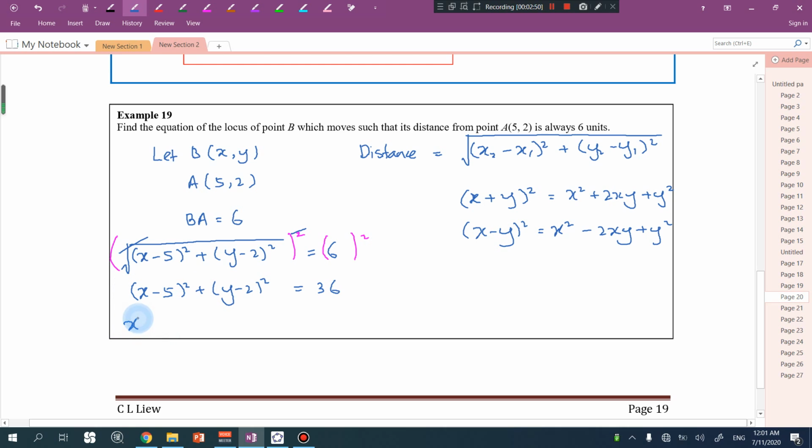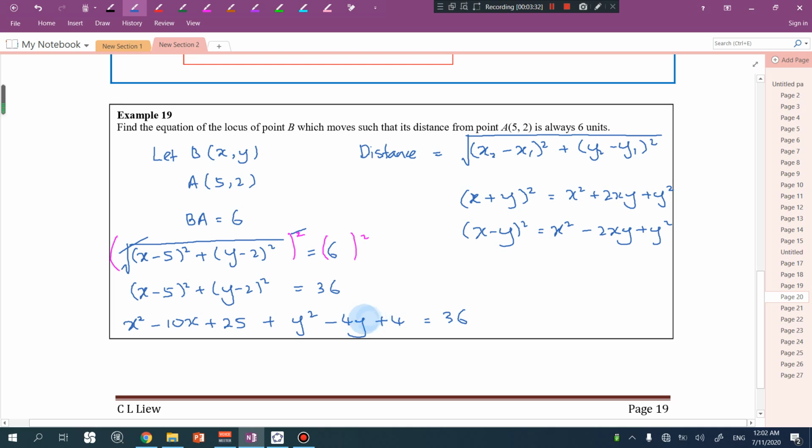So x square, minus 5 times this times 2, you get 10x, then plus 25, 5 square is equal to 25. Then you have plus y square minus 4y plus 4. So here you want to put a parenthesis. If you don't want to put it, also okay, no problem, because this is positive. If this is negative, you need to put a parenthesis. Since this is positive, you don't have to write a parenthesis. Okay, then this is equal to 36.